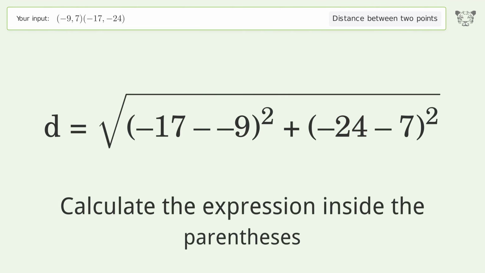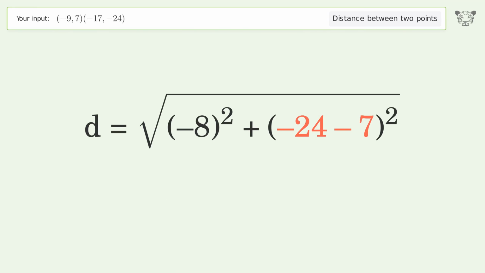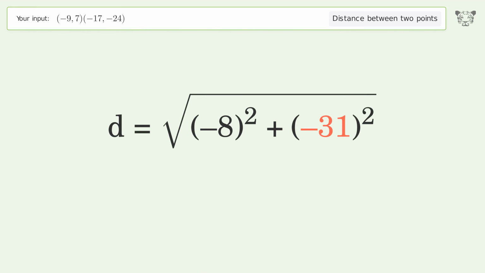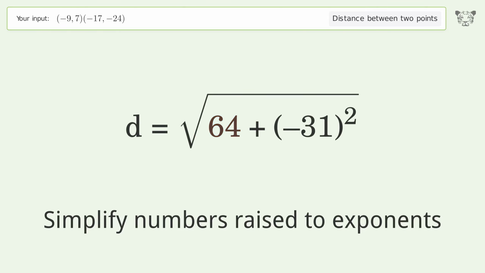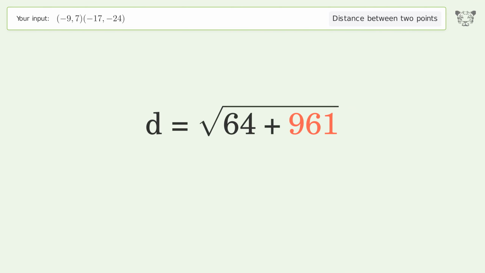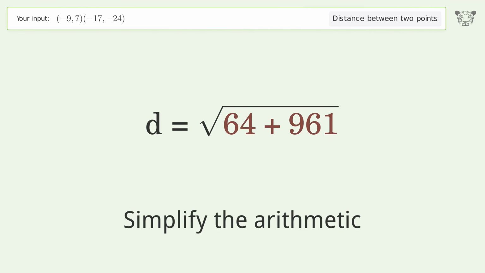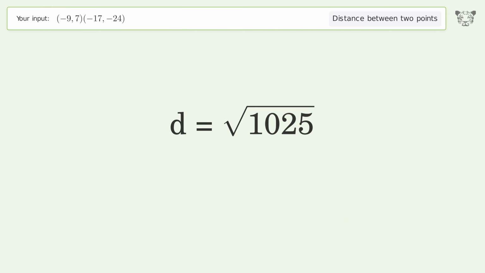Calculate the expression inside the parentheses. Simplify numbers raised to exponents. Simplify the arithmetic. And so the distance between the 2 points is the square root of 1025 or 32.016.